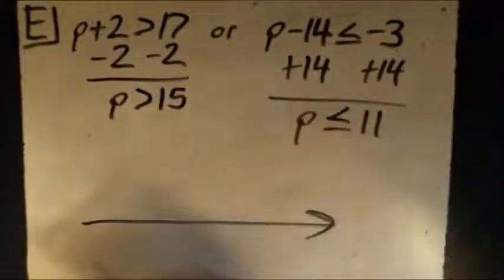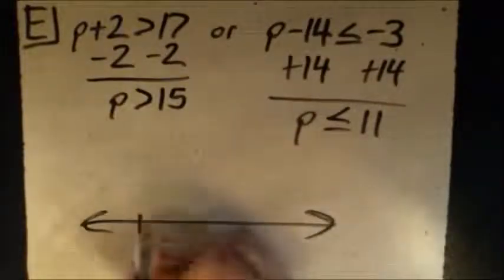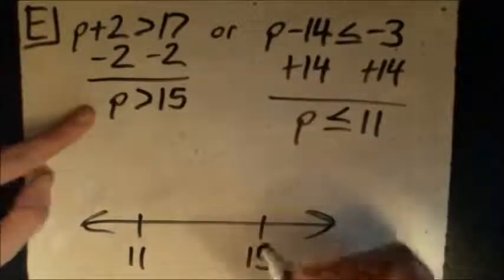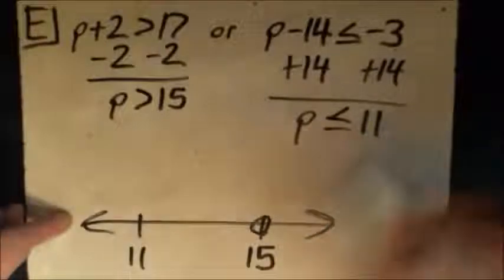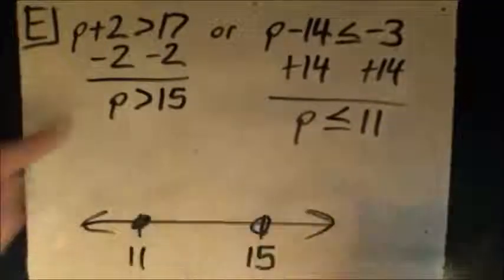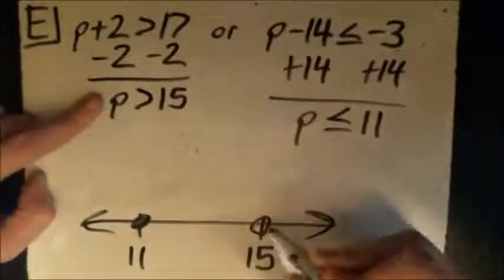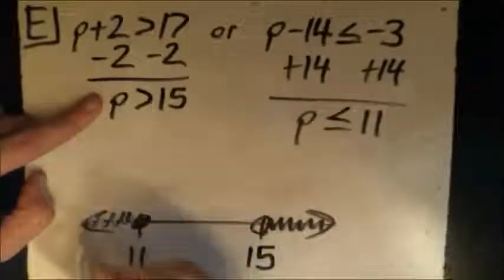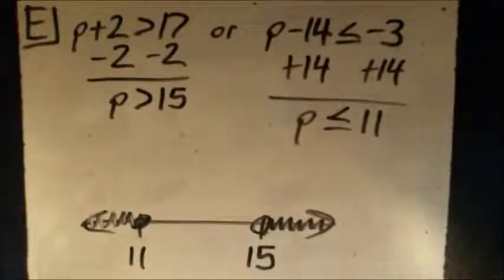So on my number line, my two numbers are 11 and 15. 15 is an open circle. 11 is a closed circle. And I've got to shade to the right of 15, but to the left of 11. So my graph is once again 2 points shading in opposite directions when it's an OR.